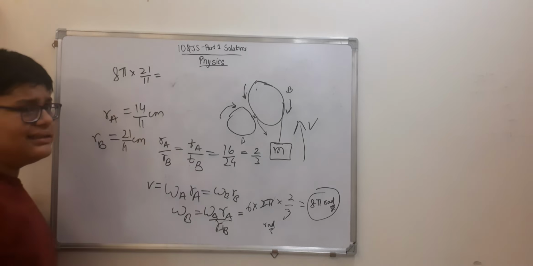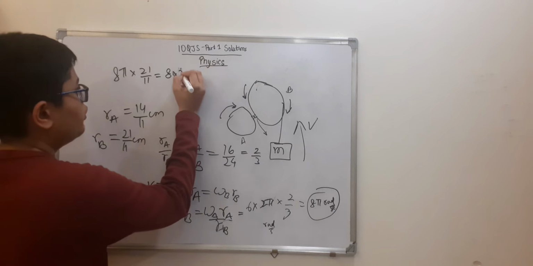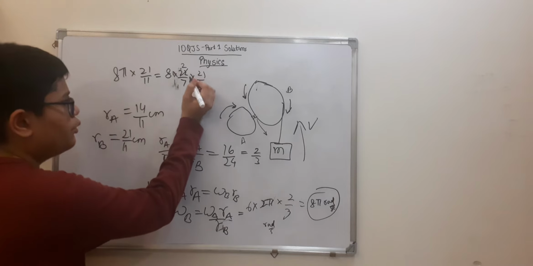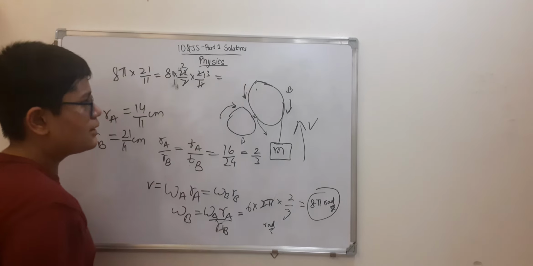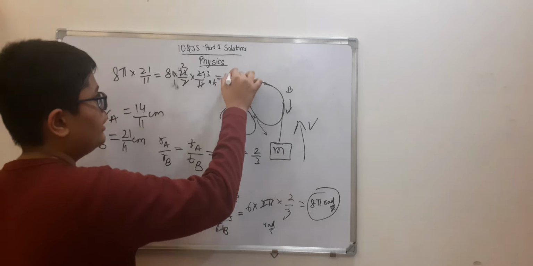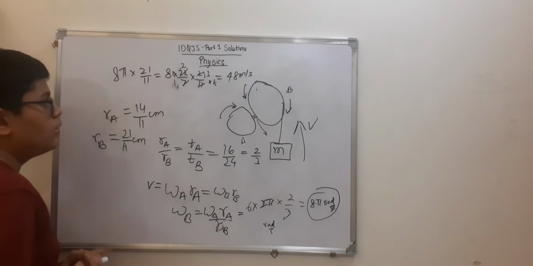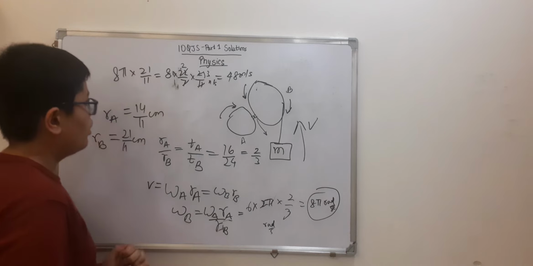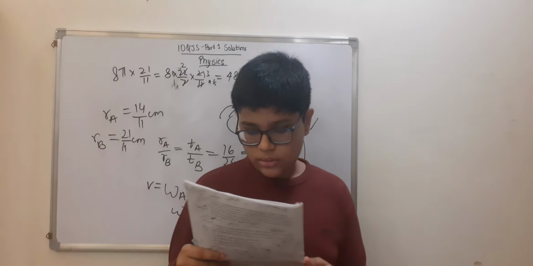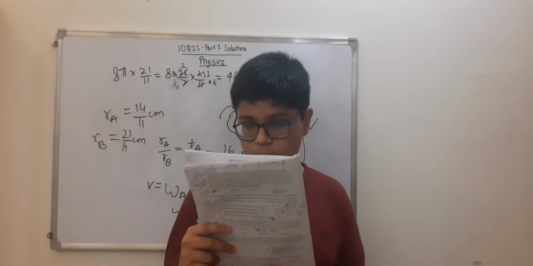Now you can write pi as 22 by 7, so 8 into 22 by 7 into 21 by 11. If you cancel this, you get 2, and here is 3. So basically this is the speed in meters per second, and that will be 8 into 2 into 3, that is 48 meters per second. Let me check. I think I have made a mistake somewhere. Just let me check the values. It is moving in clockwise direction.